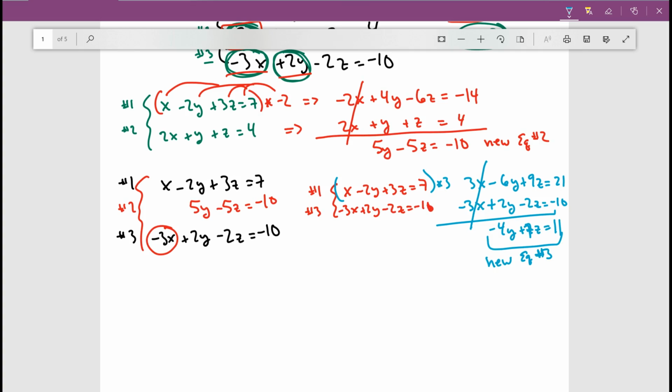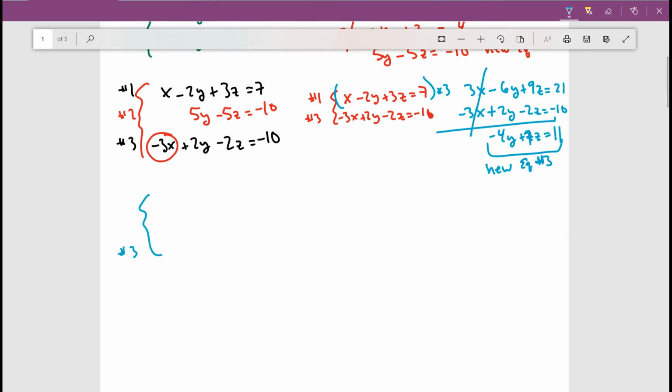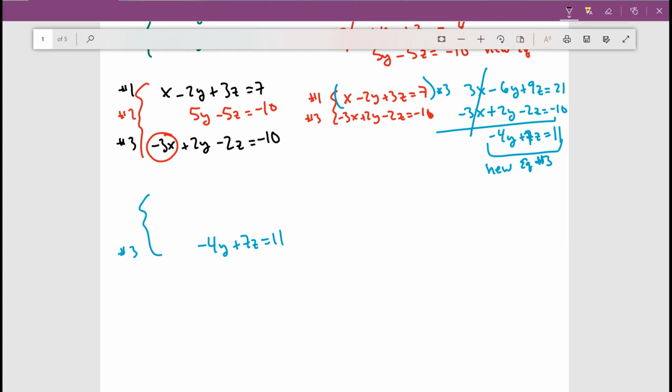Okay, so I'm going to put that in there. So my new equation number 3. So number 3 is going to be negative 4y plus 7z equals 11. And everything else is going to stay the same. The first one stays the same.